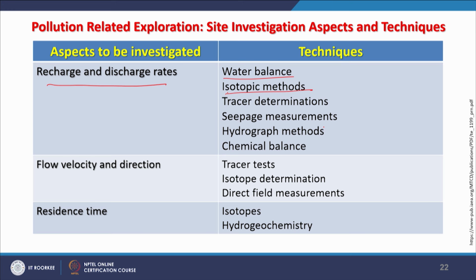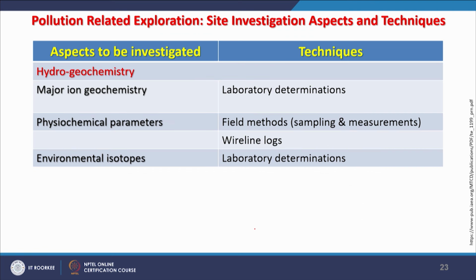Flow velocity and direction is another important thing. Once the site is chosen or about to be chosen, what kind of flow velocity is there? Our aim is to delay the flow. Our aim is to have a long path for flow. Our aim is to have low velocity for the flow. What techniques are available for that is also here. Then residence time, the time it will take, can be isotopic based or hydrogeochemistry based.